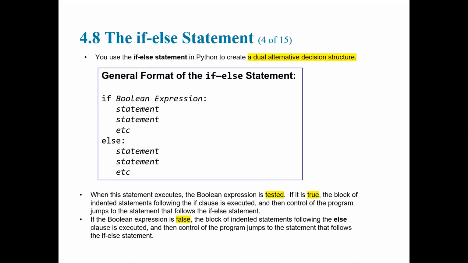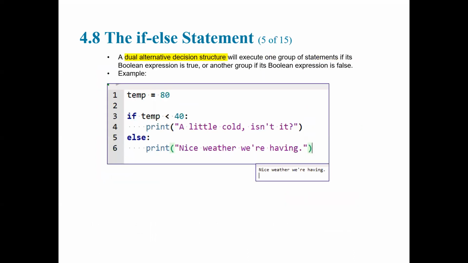When this statement executes, the Boolean expression is tested. If it's true, the block of indented statements following the if clause is executed, and then the control of the program jumps to the statement following the if-else statement. If the Boolean expression is false, the block of indented statements following the else clause is executed, and then control of the program jumps to the statements that follow the if-else statement. A dual alternative decision structure will execute one group of statements if its Boolean expression is true, or another group of statements if its Boolean expression is false.